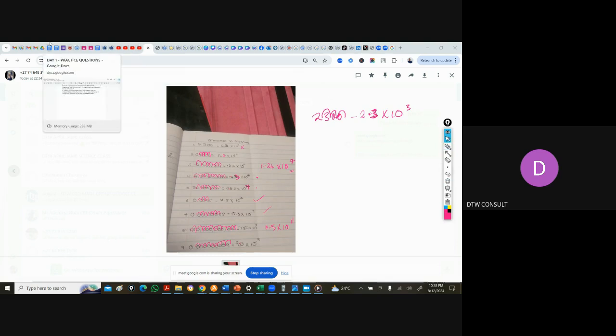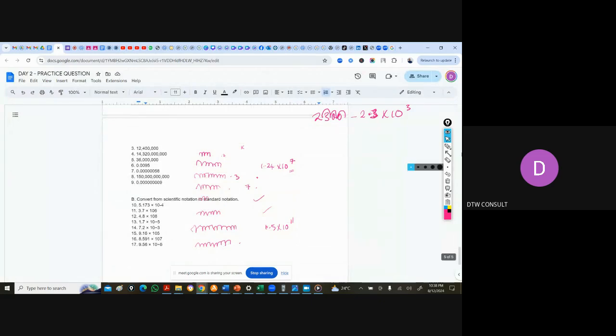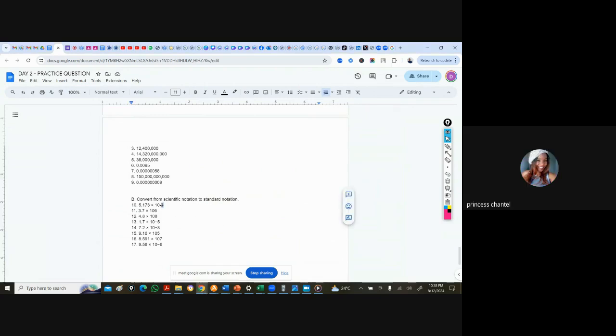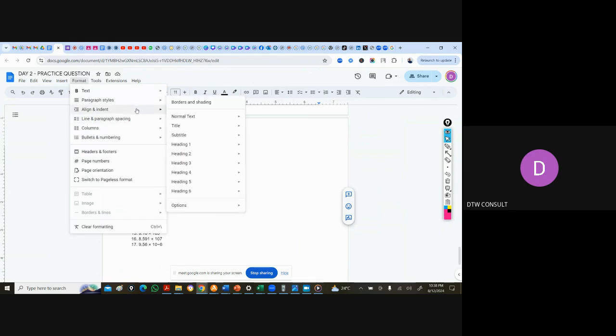So that's day one, day two. But you didn't do this one yet, converting from scientific to standard form. No, I haven't done it yet. Okay, can you try it now?